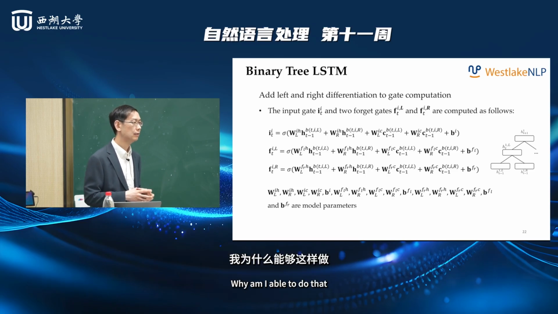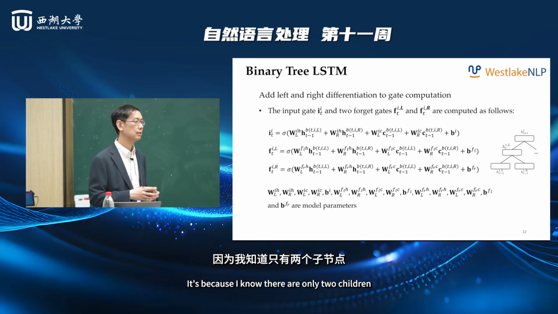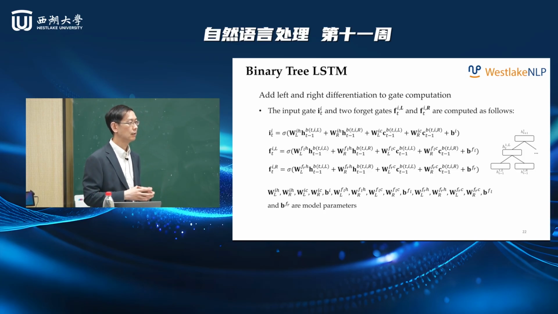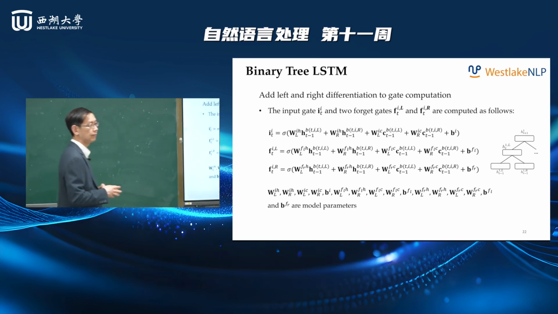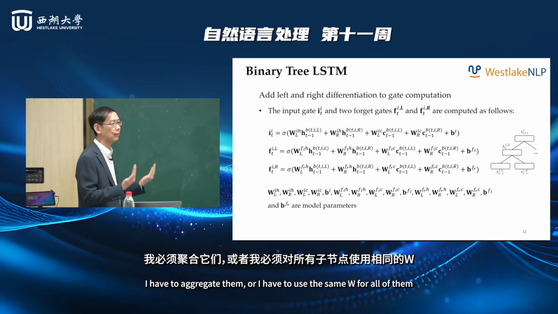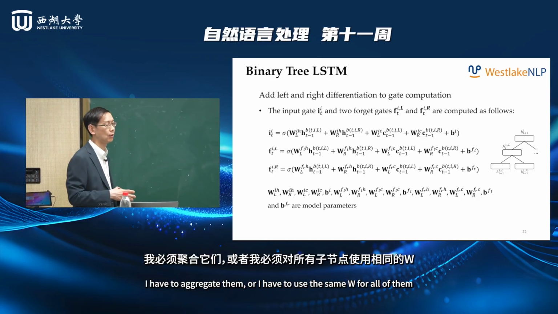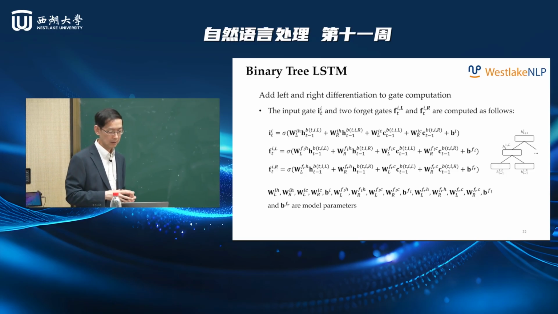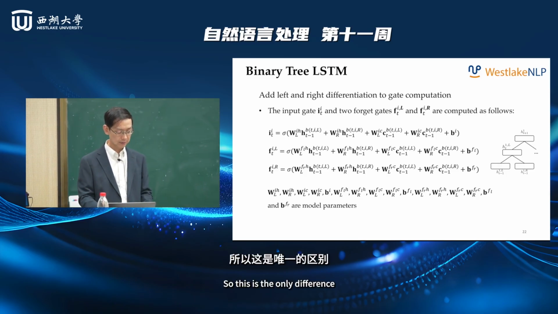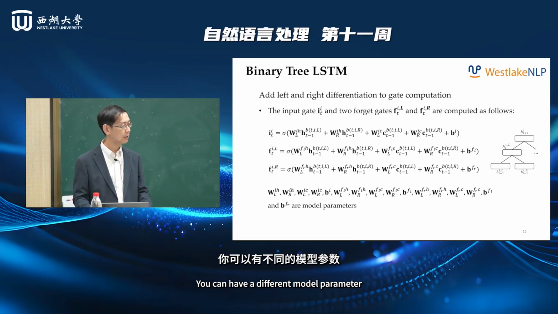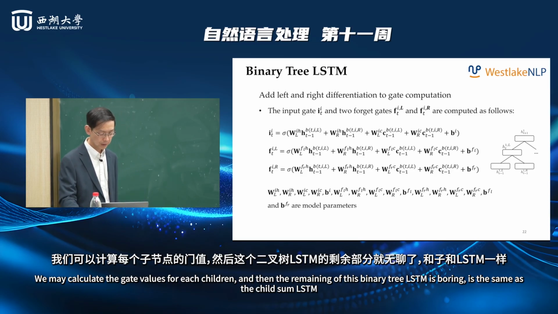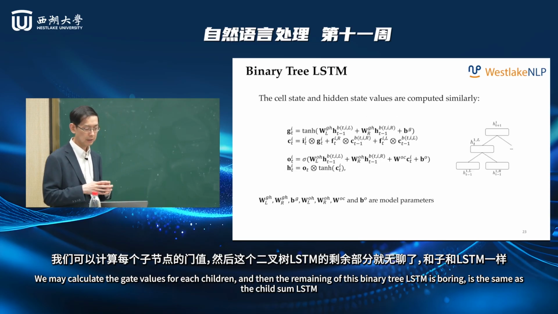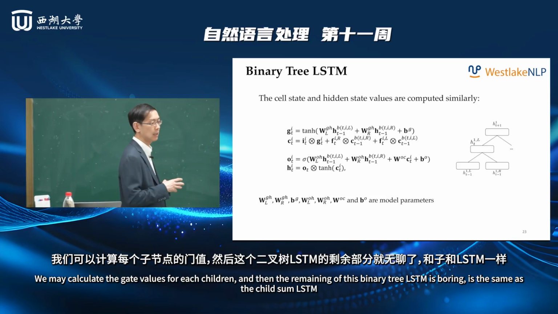Why am I able to do that? It's because I know there are only 2 children. If I don't know the number of children, I cannot have a separate W for each of them. I have to aggregate them, or I have to use the same W for all of them. So this is the only difference: you can have a different model parameter when we calculate the gate values for each child. The remainder of this binary tree LSTM is boring. It's the same as the child sum LSTM.